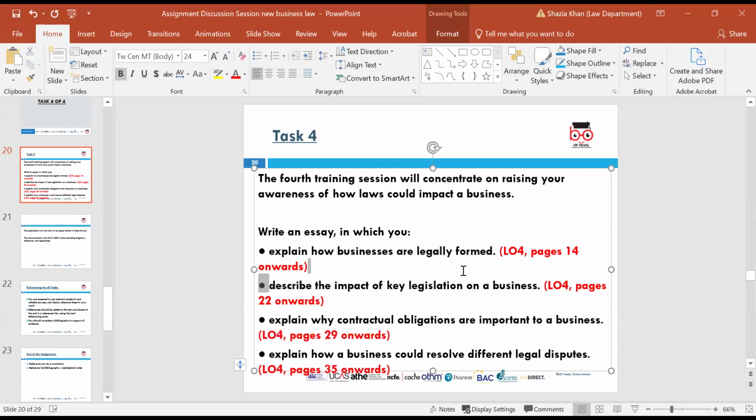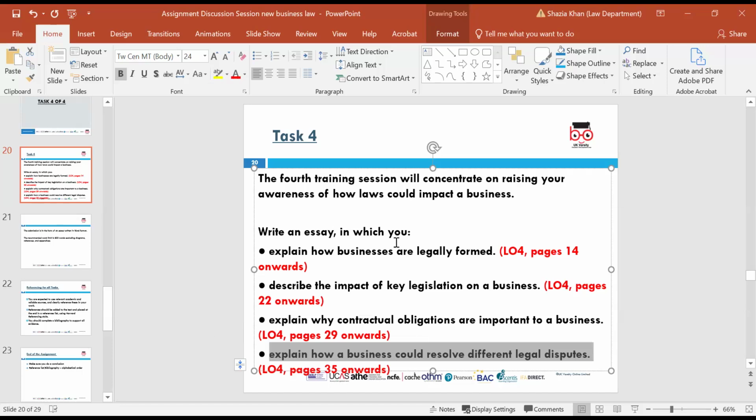Secondly, describe the impact of key legislation on a business. So learning outcome 4, pages 22 onwards. Thirdly, explain why contractual obligations are important to a business. That's looking at learning outcome 4, pages 29 onwards. And then fourthly, explain how a business could resolve different legal disputes. That's learning outcome 4, pages 35 onwards, looking at arbitration, mediation, litigation, things like that.